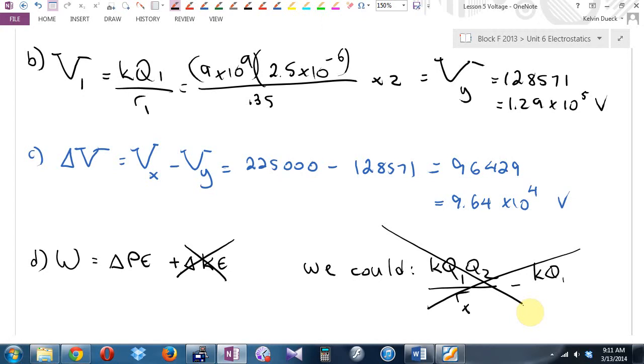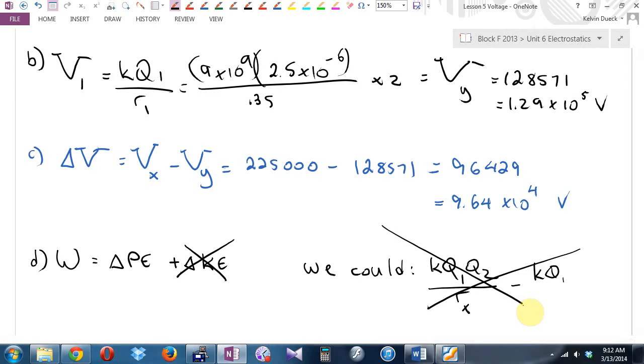Another word for which is? I yelled at you. It's not volt. I got to be fussy. Change in, because we're talking about work. What do you see in front of the potential energy? Okay, I want to emphasize that. So what do we find in part C? The change in voltage.